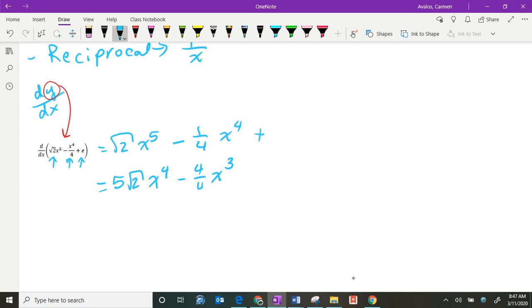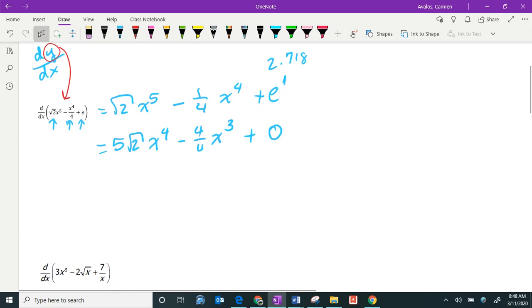The last one is plus e. It is not e to the x, so it's not a function. It's just e. It's actually a number, not a function. So the derivative of any constant, which makes a horizontal line, slope is 0, is going to be 0. So this here gives us our derivative.